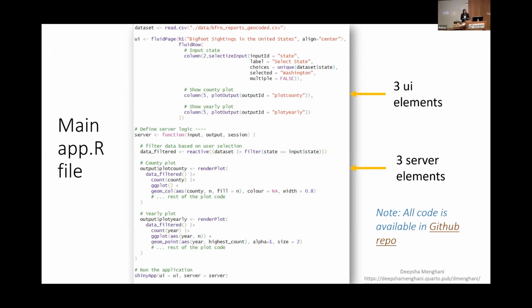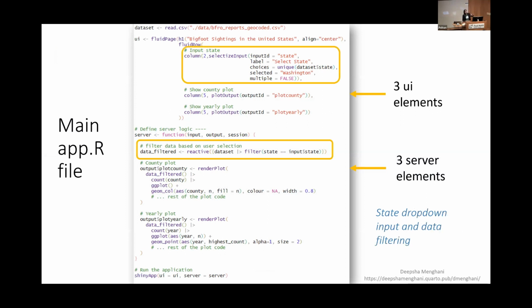Before I start going through this, all the code is available in a GitHub repo, so you don't need to read every single line I show here. I will always point to what I want you to look at. So the three elements that we talked about, what do they look like in a Shiny application that has a UI and a server component?